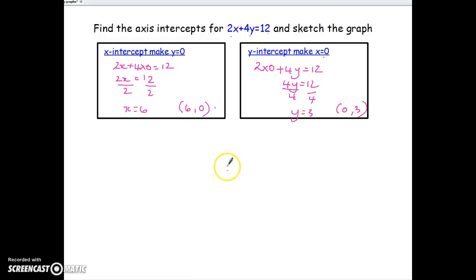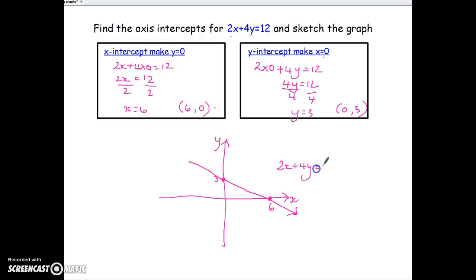So you don't need to have a great big huge axis. Look, your lines are going to be straighter than mine though, but here I'm just going to make that x equals 6. Here I'm going to make this y equal 3. I'm not going to measure it up, I'm just going to make sure that this looks about half of that length there, and then join them up. And that is your graph of 2x plus 4y equals 12.